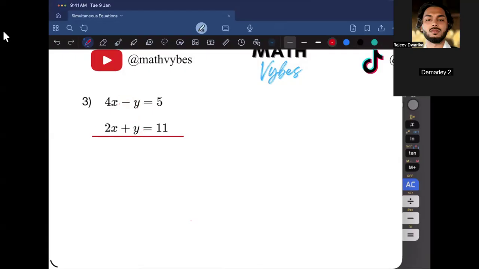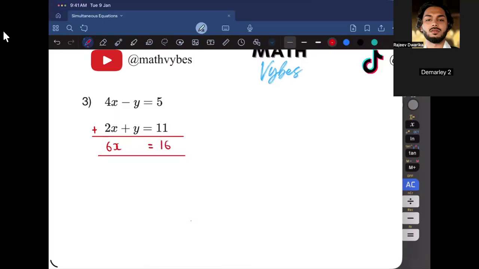What's the minus? Yeah, you gotta add, right? Negative y plus y. Think about it. If you have negative y and you're adding that to y, they'll cancel off because they're opposites. So 4x plus 2x is 6x, right? That cancels off here. And 5 plus 11, that's 16.